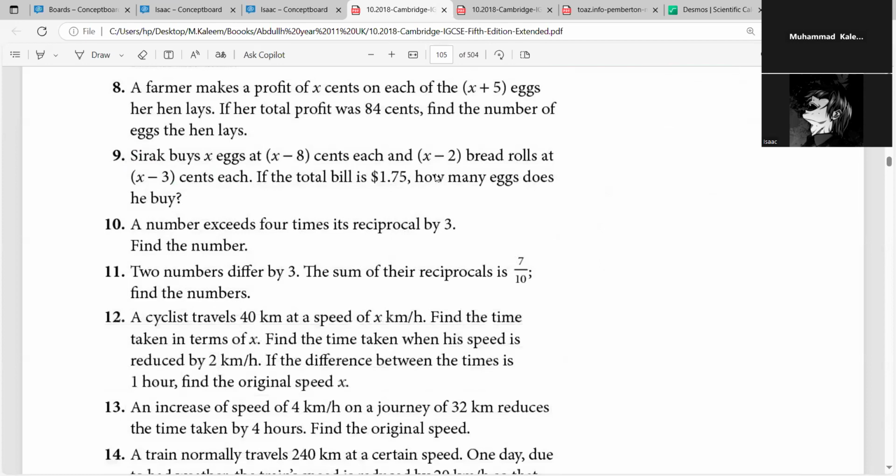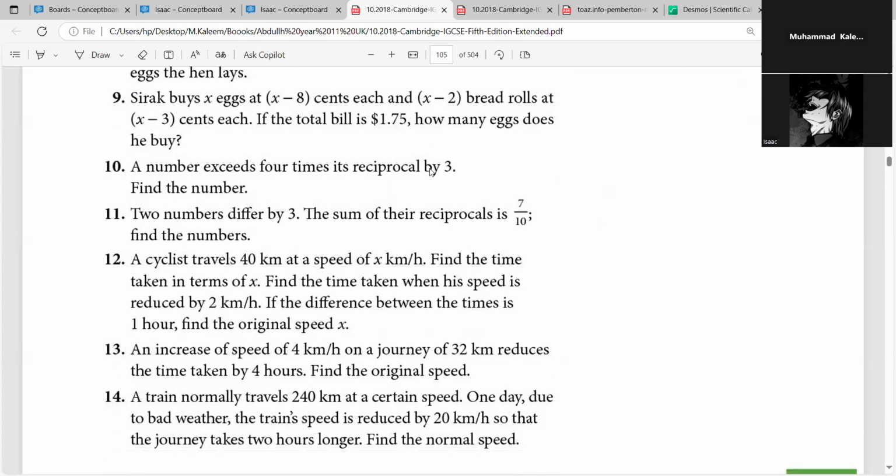applications of quadratic equations. So you have to solve this question. Question number 10. A number exceeds 4 times its reciprocal by 3. Find the number. It's a short question, but try to understand it. It's a little bit difficult. Firstly, you need to make the quadratic equation.